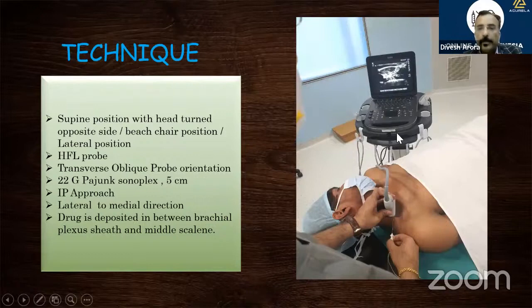It's a superficial block, so a 5 centimeter needle is generally sufficient. An in-plane approach with the needle direction from lateral to medial is desirable. The drug, as I'll be showing you in my videos, has to be deposited periplexus, between the brachial plexus sheath and the middle scalene muscle.